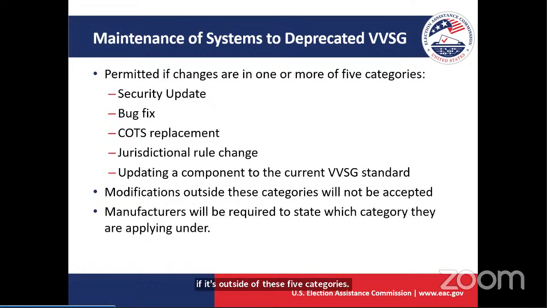When a manufacturer applies for a modification to a system that is certified to a deprecated standard, they'll need to clearly state under which category they are applying, and will need to supply supporting documentation for that claim. The current application actually already requires manufacturers to list modifications made, and supporting documentation is currently required for changes such as ECOs. So this is nothing new.